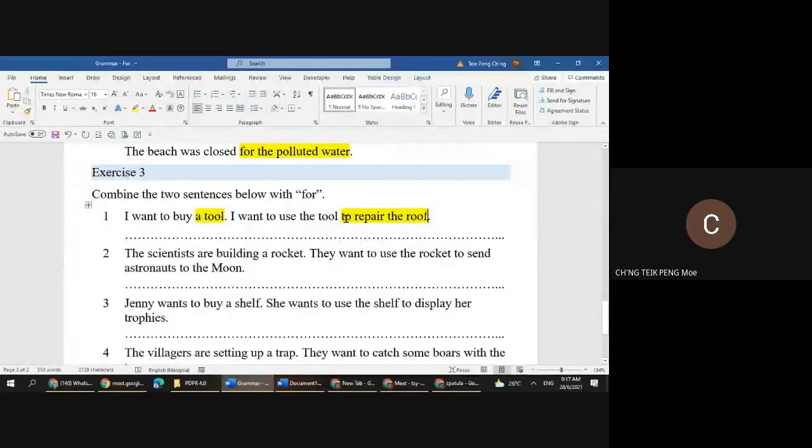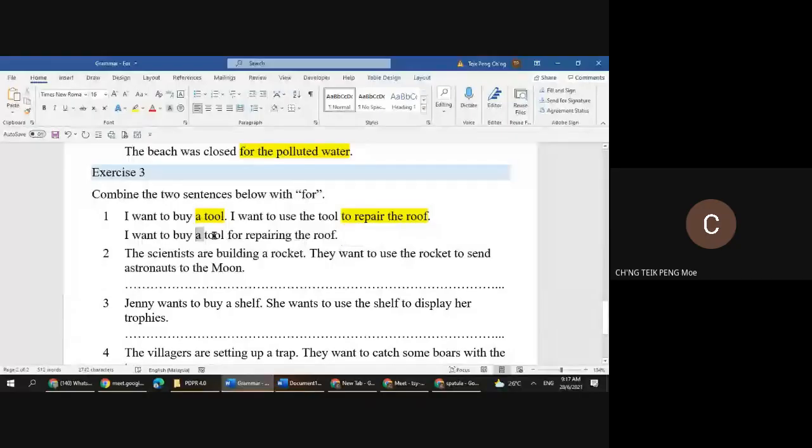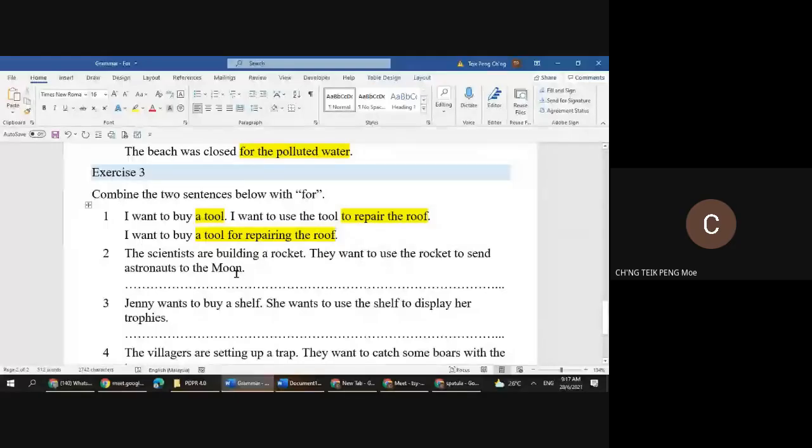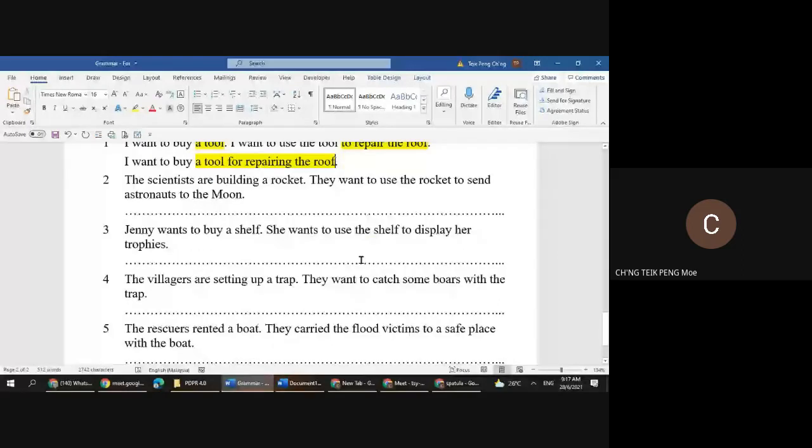So you can rewrite it with this. I want to buy a tool for repairing the roof. Okay, so a tool for repairing the roof maksudnya alat untuk memperbaiki bumbung. So we use for to talk about the function. Now you will have 2, 3, and 4. You have 4 questions. I'm going to give you around 10 minutes here. You may start now.